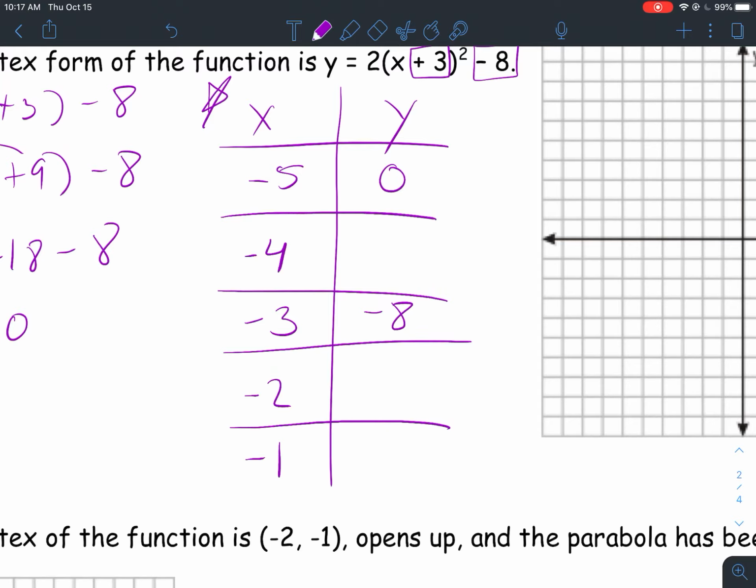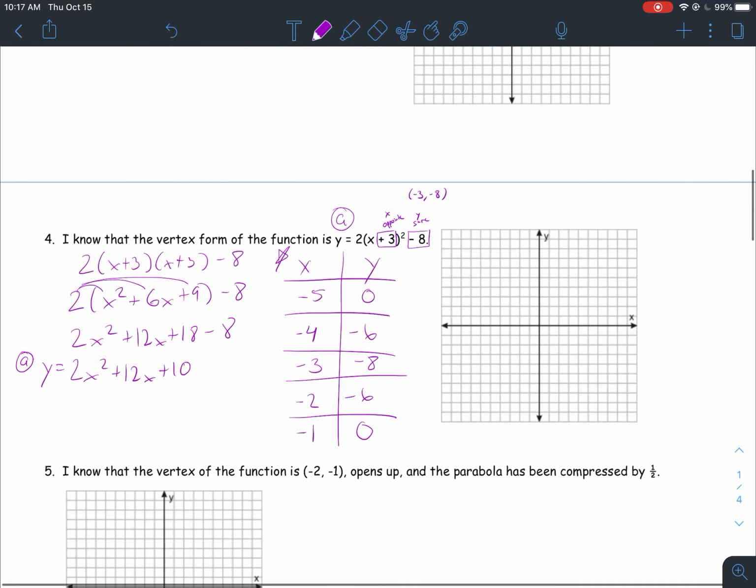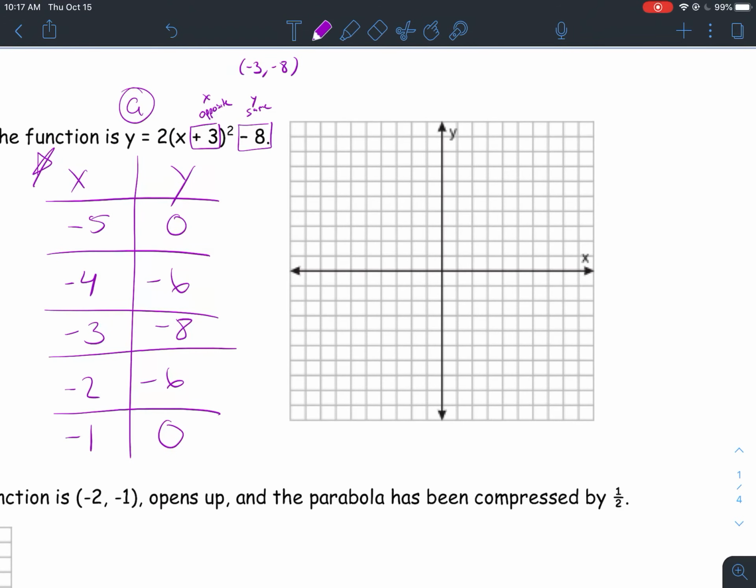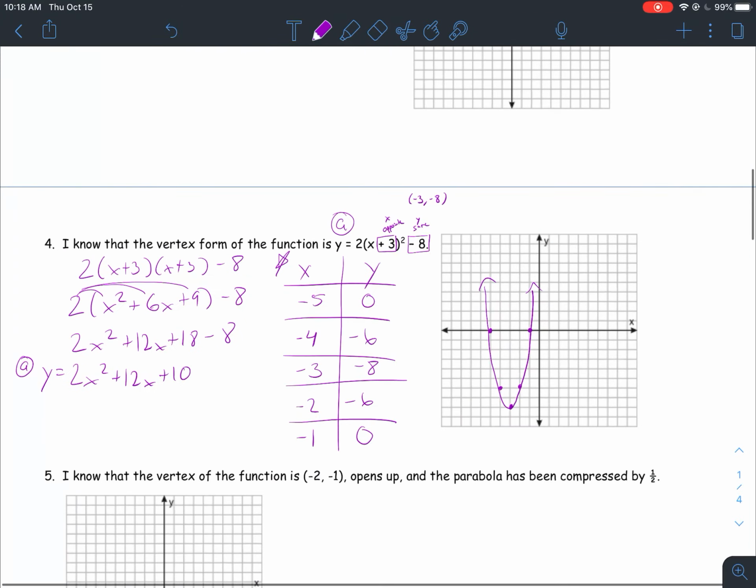When I did this, I got 0, −6, −6, and 0. So we can go ahead and plot those. We've got (−2, −6), (−1, 0), and then (−5, 0) and (−4, −6). So that is what our parabola should look like.